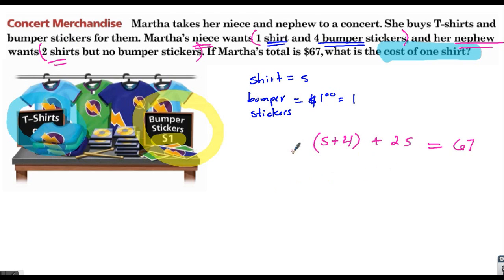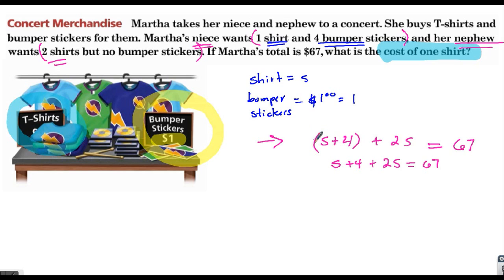So I'm just going to go ahead and rewrite this as S plus 4 plus 2S, and that's going to equal 67. I'm kind of messing up on the S's here, but you can see that. So here's our equation. I got rid of the parentheses because I really didn't need them. If there was a number in the front and I needed to distribute, then I would multiply that. But since there's nothing in the front of the S plus 4 in the parentheses, I can just get rid of it.